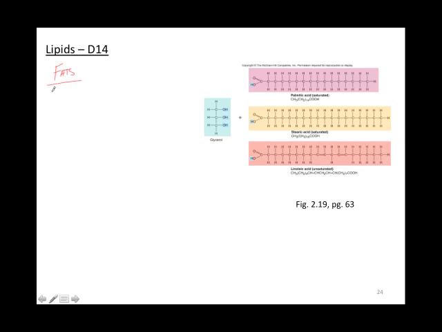Basically, the chemical properties of lipids, they are hydrophobic, meaning they are water-fearing. They don't like water. They will not dissolve in water. And that has to do with the fact that they have non-polar covalent bonds.